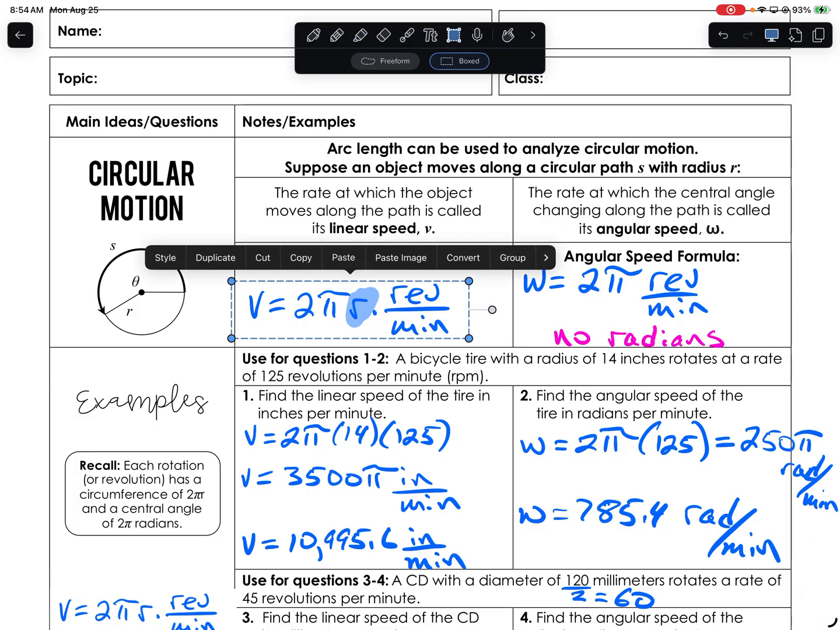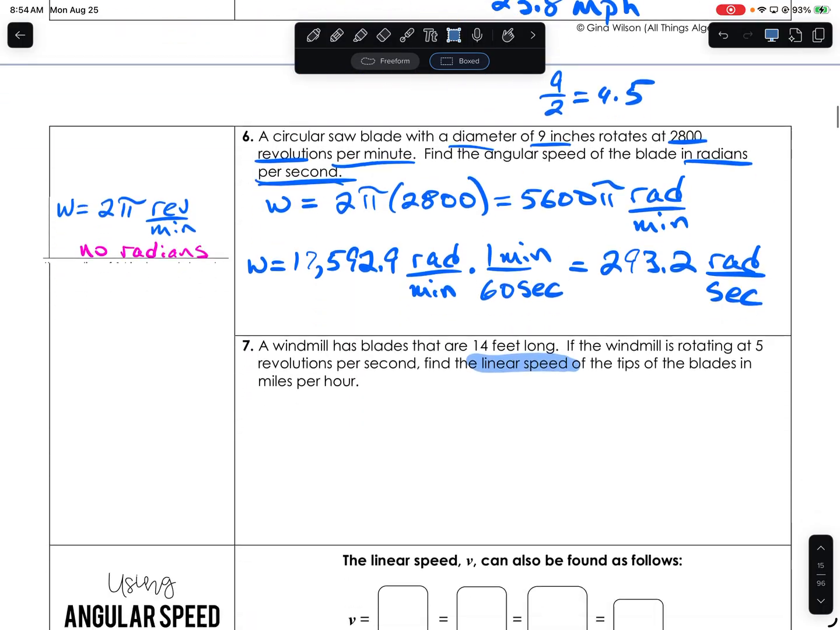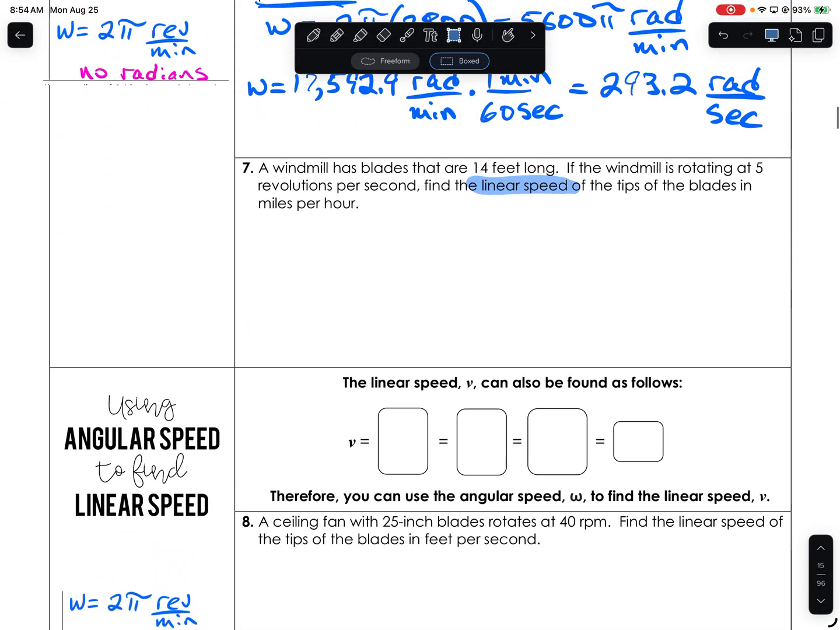Okay, let's copy that down there. So I'm writing the formula for linear speed down here, so it's easier to plug in. So we have V equals 2 pi times 14 times 5.